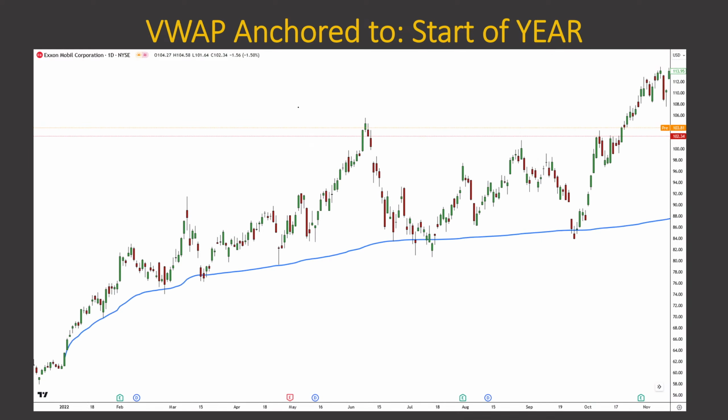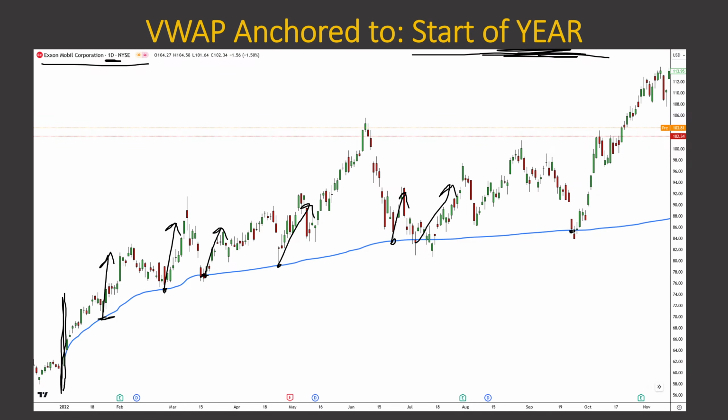Now, this is VWAP anchored to start of the year. You're looking at ExxonMobil Corporation chart. It is a daily chart. I use the daily chart with the yearly VWAP. So this is the start of the year. In this example, it is pretty straightforward because, as you can see, all the time buyers are in control, and you don't need to shift your bias, which means you just take longs from the VWAP line. As you can see, the price is reacting to that very nicely.